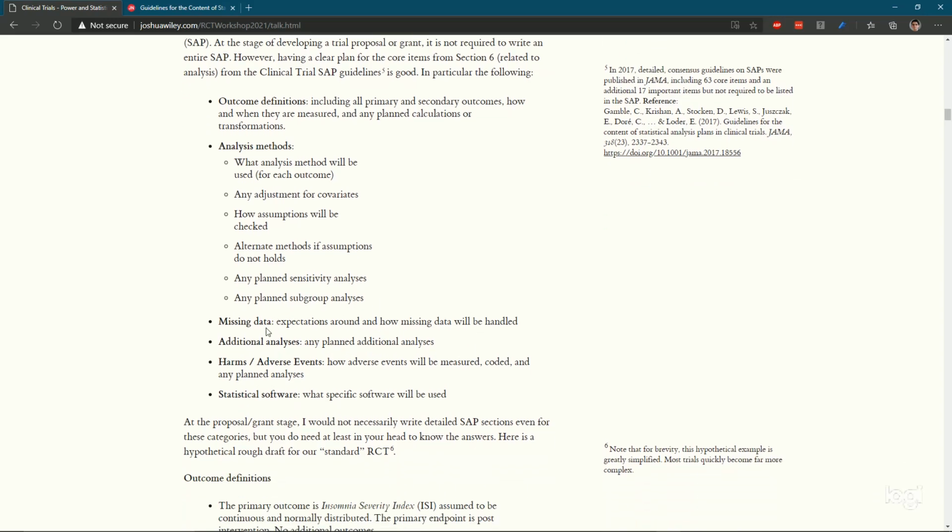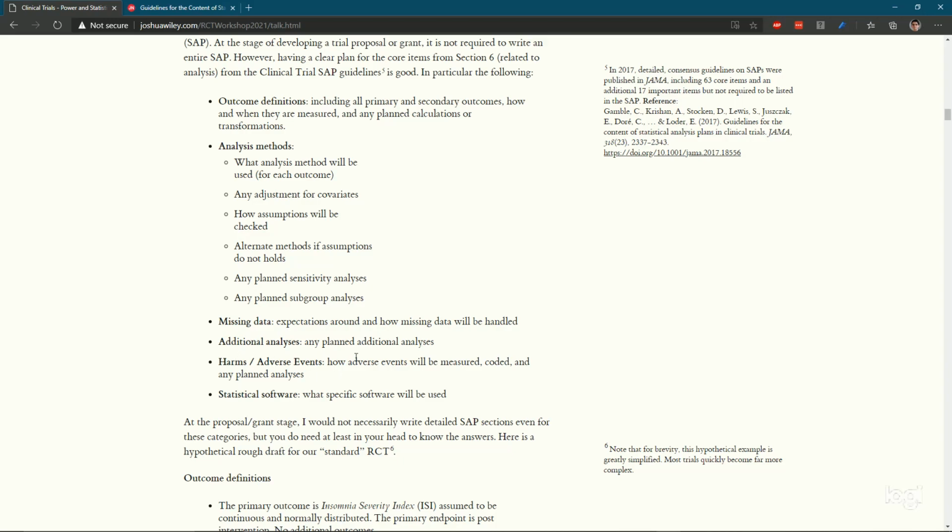Other key points that I think people don't always think about is missing data, expectations around how missing data will be handled. Around missing data, for example, do you think there's going to be a small amount? Do you think there'll be 5%, 10%, 20%, and why? And if there is missing data, how are you going to handle it? Are you only going to analyze the complete cases? Are you going to use multiple imputation? Are you going to use last observation carrying forward? Not a great approach, but often used. So how are you going to handle that? And that becomes important for understanding what the final analysis will look like.